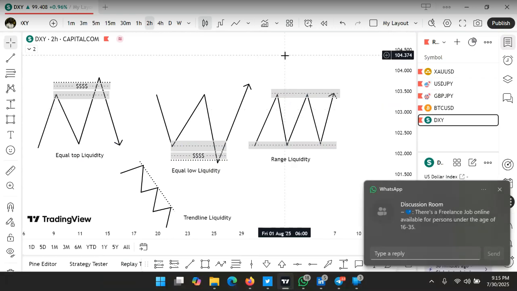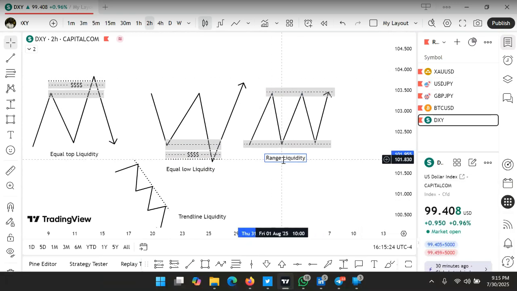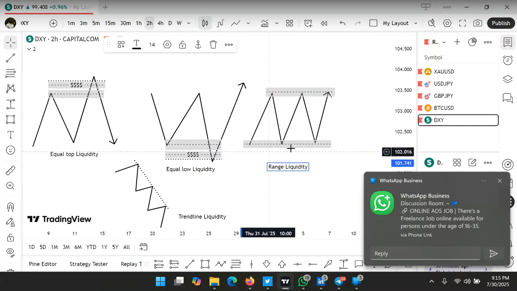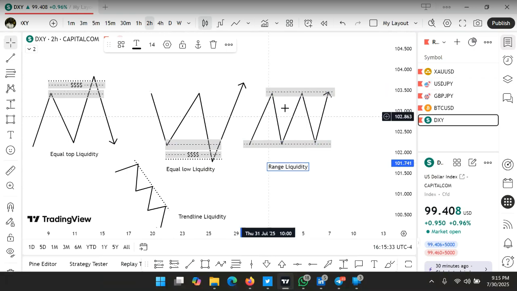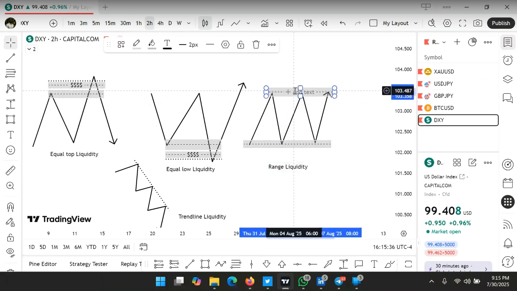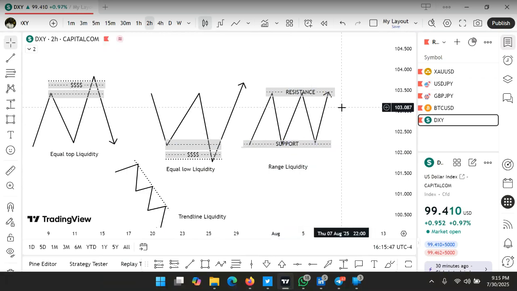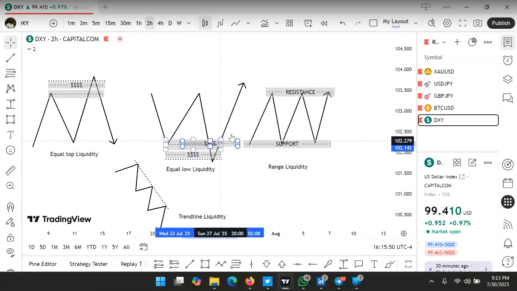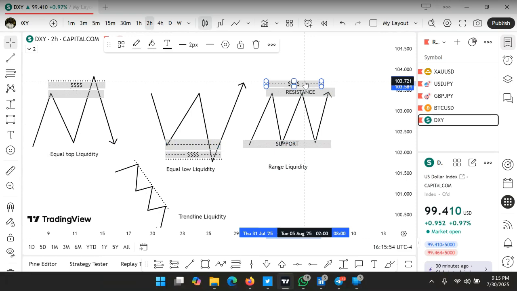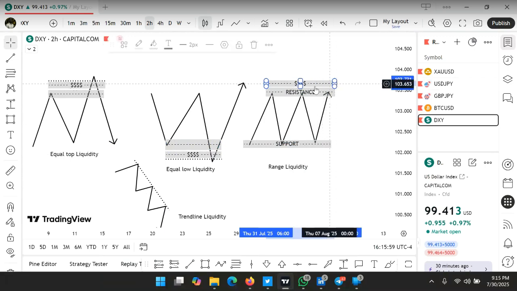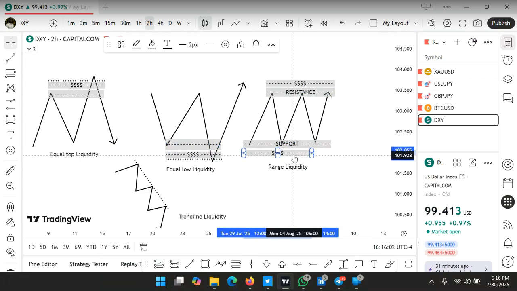So for those who trade a range market, what does this mean? There's liquidity sitting below this support level, and there's liquidity sitting above this resistance level, because all these levels are zones of interest. This is the resistance level, and this is the support level. So what does this mean? There is liquidity sitting at these two levels, because we have traders who trade support and resistance levels, right?